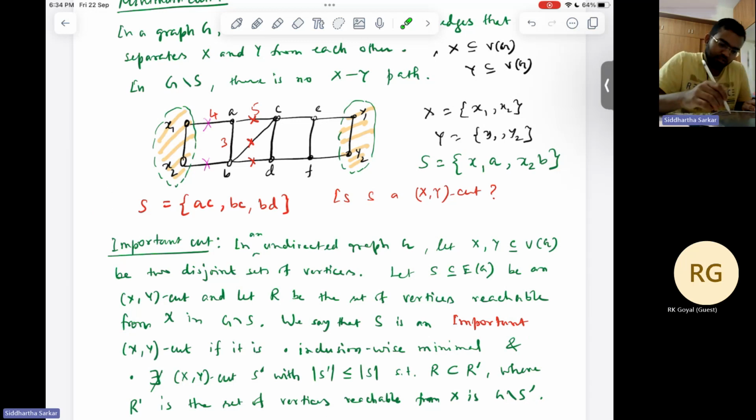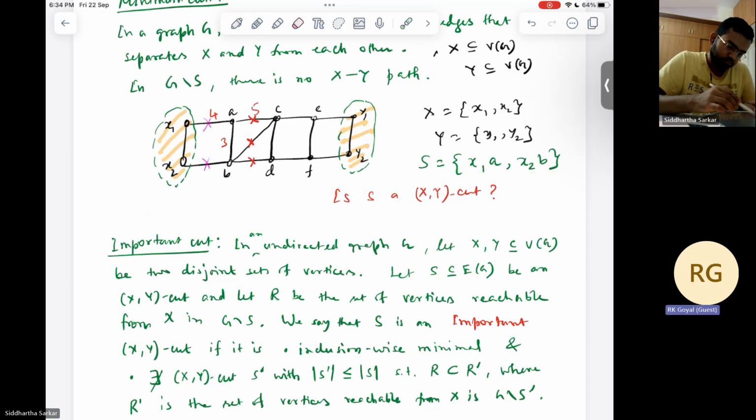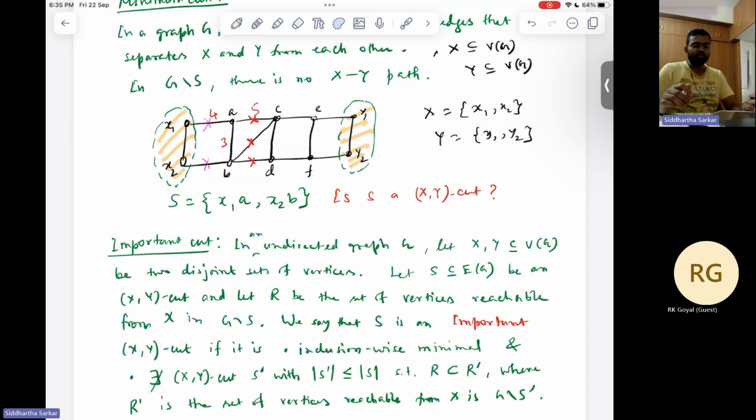So which one is S? This is not S, this is S. Here the equality is also part of this, no? The cardinality of S' could be equal to the cardinality of S. It need not be strictly less, it can be equal also. But then this R' should contain R. It is a requirement.